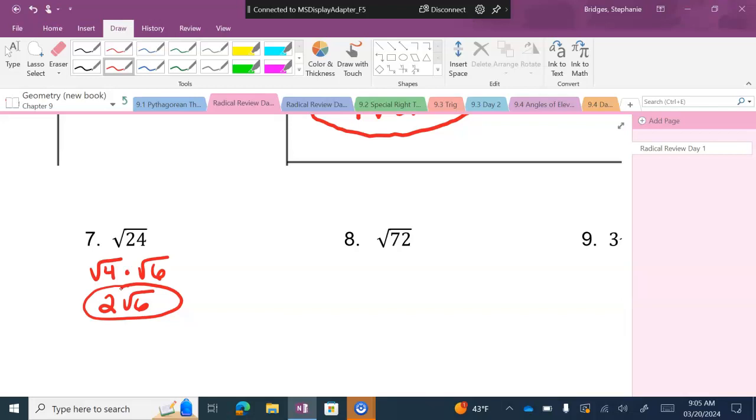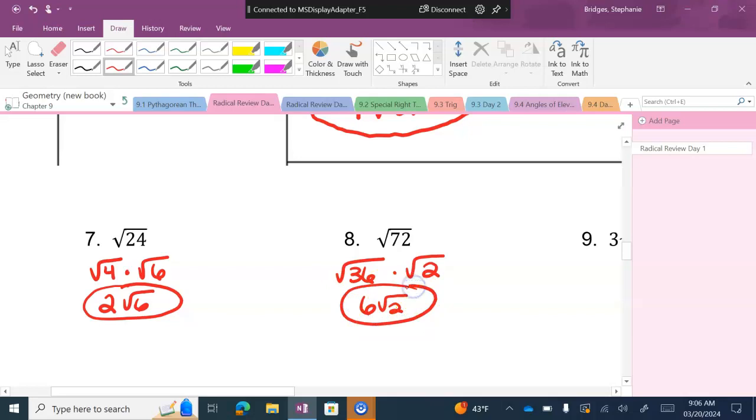What's the number closest to 72 without going over? Okay. Does 64 go into 72 evenly? All right. Does 49 go into 72 evenly? Does 36 go into 72 evenly? How many times? 2. So we're going to split that up into the square root of 36 times the square root of 2. And what is the square root of 36? Okay. This is the most simplified answer. Let me show you what some people do.